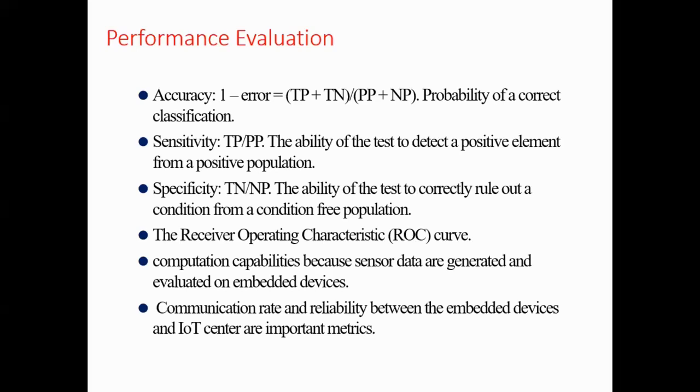So the larger area under this curve represents a better performance. That means the true positive dominates the false positive. But in case of sensor data, other evaluation parameters are also taken into consideration, because of computation capability, because that sensor data are generated and evaluated on embedded systems. Obviously, communication rate and reliability between the embedded devices and the IoT center are important metrics.